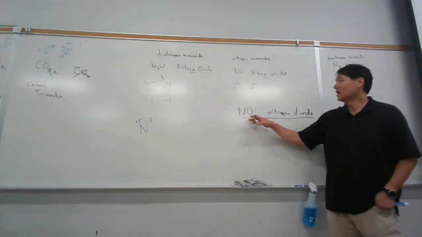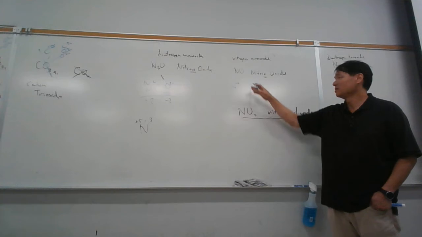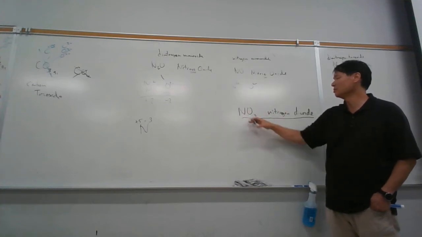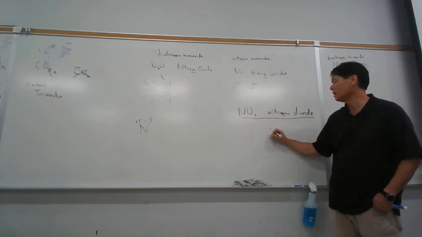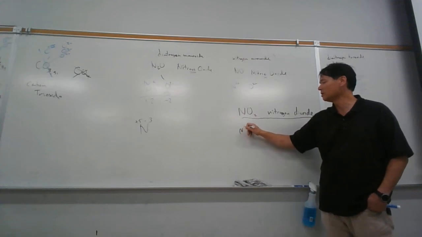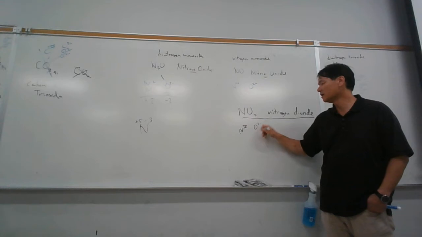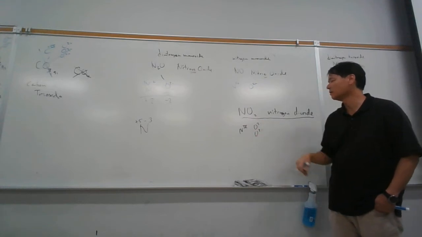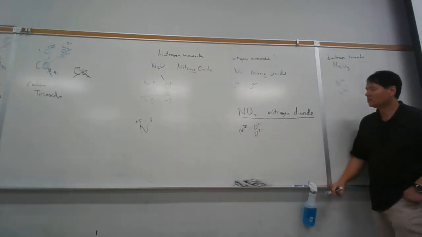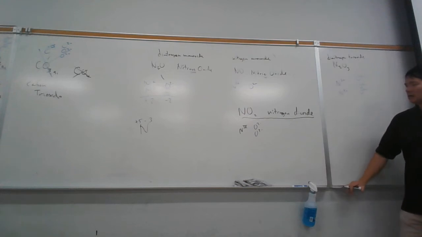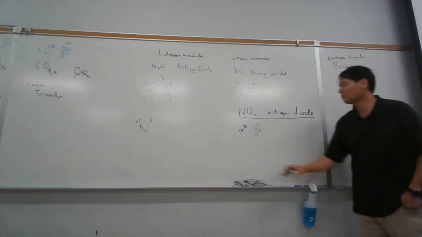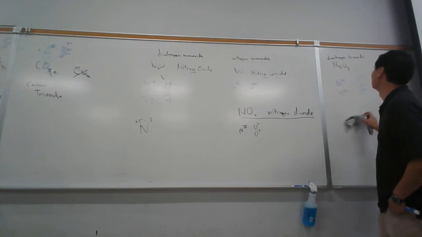But this is a toxic gas. NO is a toxic gas. So these two are the big ones, NO and NO2, for smog. But here, this will be nitrogen, and I'm going to write Roman numeral 4 to represent the apparent charge for that. So this is nitrogen dioxide. Can you think of a nitrogen on +5? What would that be?